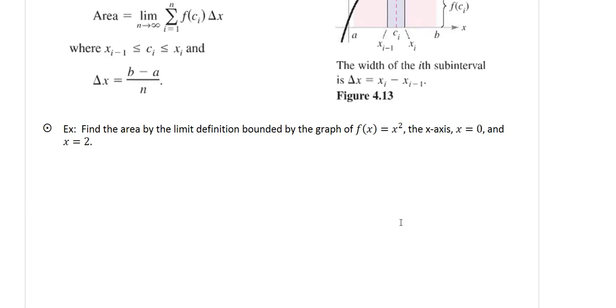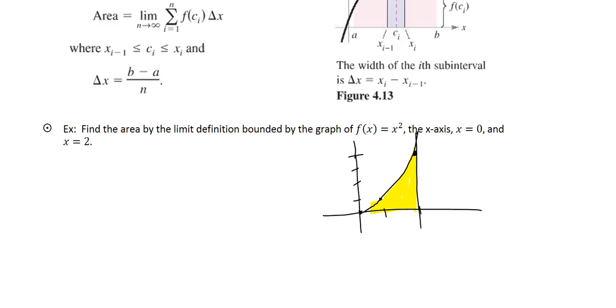So for this problem, it says find the area by the limit definition. This is the limit definition for area, bounded by the graph of f of x equals x squared, the x-axis, x equals 0, and x equals 2. So I'm going to sketch a graph of this. So this is an approximation of what my graph looks like. Notice that a is going to be equal to 0 and b is going to be equal to 2. So that means that delta x will be 2 minus 0 over n, or 2 over n.